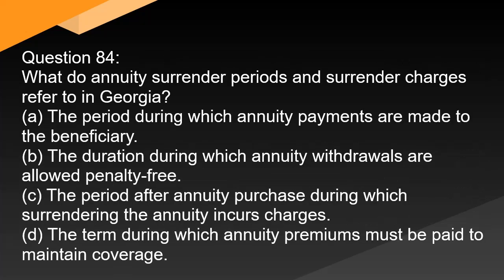Question 84. What do annuity surrender periods and surrender charges refer to in Georgia? A. The period during which annuity payments are made to the beneficiary. B. The duration during which annuity withdrawals are allowed penalty-free. C. The period after annuity purchase during which surrendering the annuity incurs charges. D. The term during which annuity premiums must be paid to maintain coverage.